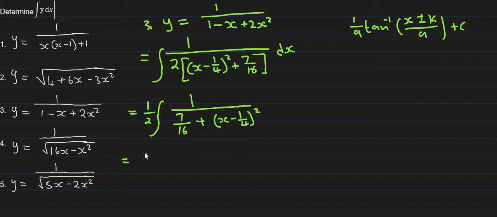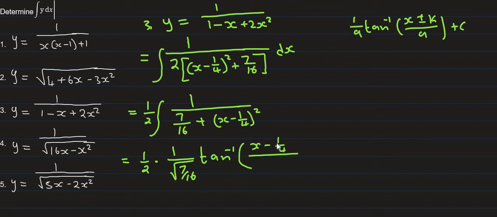So rather 1 over 2 into, or multiply by 1 over square root 7 over 16 tan inverse of 1 over square root 7 over 16 into x plus 1 over 4, over square root 7 over 16. Plus C.